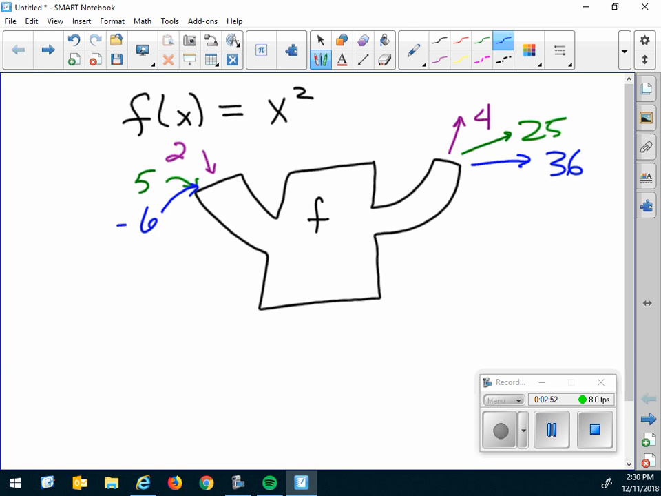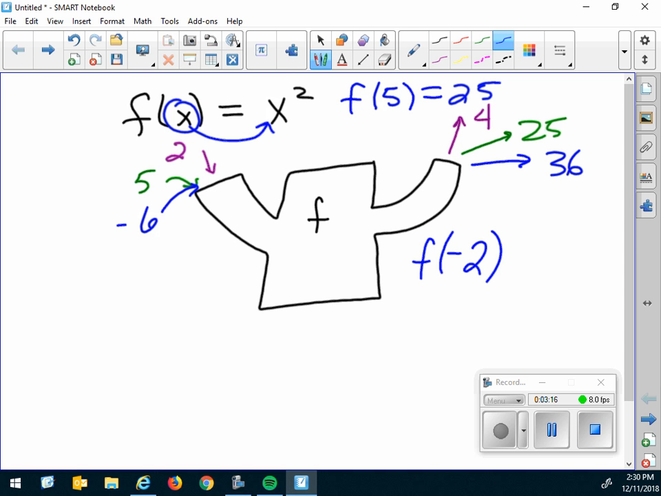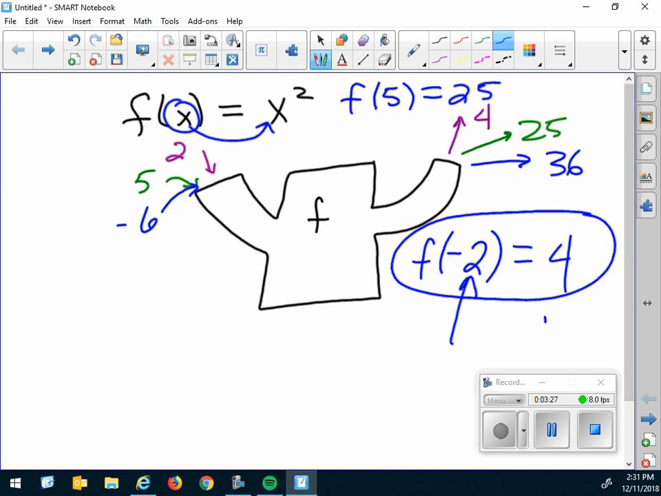And we write it like this, so we don't have to write the machine. So what we do is we say, all right, f of 5 means you're going to put 5 in, and what's going to come out? 25. If I put in -2, what's going to come out? 4. So instead of doing the machine picture, I can just write it like this. Input, output. Are you with me so far?